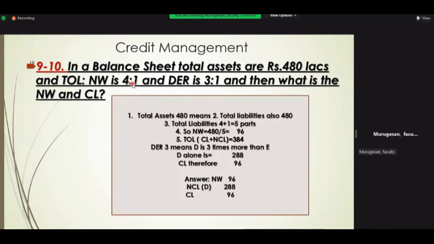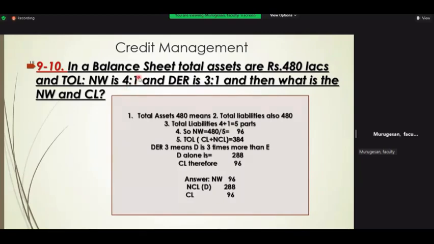Correct. Madam, 4:1 means this is 4 parts, and this capital is 1 part. So totally 5 parts. 4 plus 1 means 5 parts. The 5 parts are 480. So 1 part, the equity, is 480 divided by 5. 480 divided by 5 is 96. Correct, madam? Oh, you may have divided by 4 only. Yes, then that is wrong.